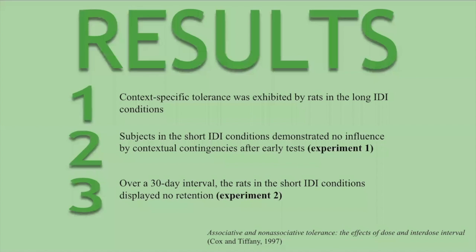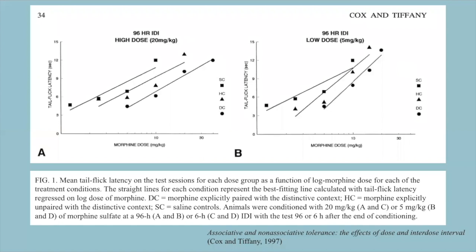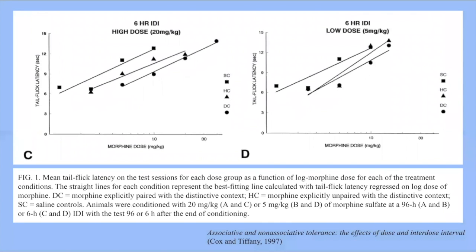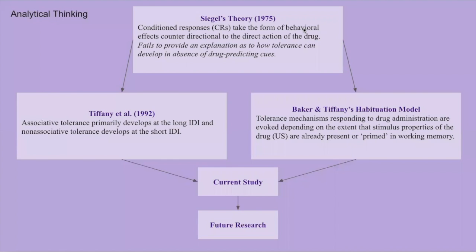Here are the major findings of the article. The following images and captions are taken directly from the research article. The images depict the mean tail flick latency on the test sessions for each dose group as a function of log morphine dose for each of the treatment conditions. Earlier research on associative tolerance to drugs, including Siegel's theory, fails to provide an explanation as to how tolerance can develop in the presence of drug-predicting cues.